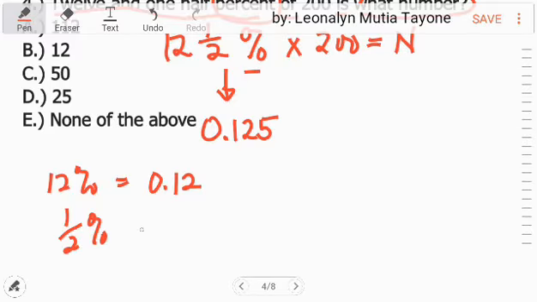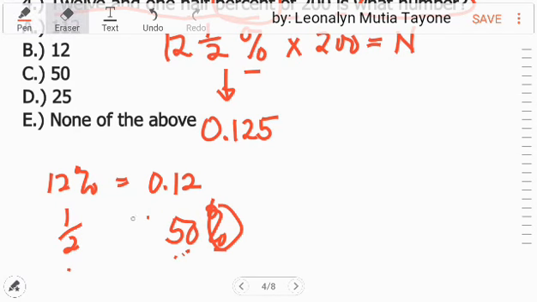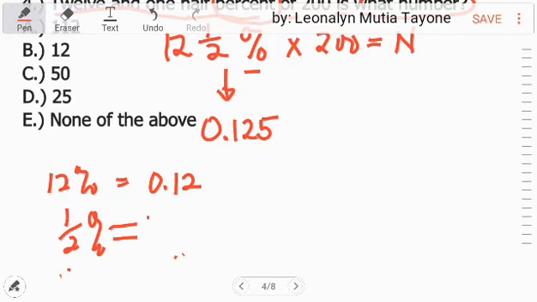Si 0.5%, hindi yan siya equal to 50%. Parehong may percentage. Si 1/2, fraction yan. Si 50, whole number yan. Maraming nalilito nito. Unless na lang, kung 1/2 lang yan, equivalent siya sa 50%. Pero 1/2% man yan siya. Pag sinabing percent, per 100. So, 1/2 over 100. And that is, hindi yan 50%.